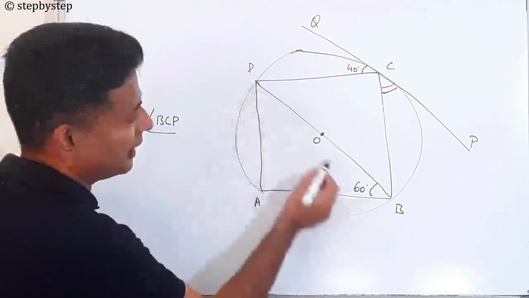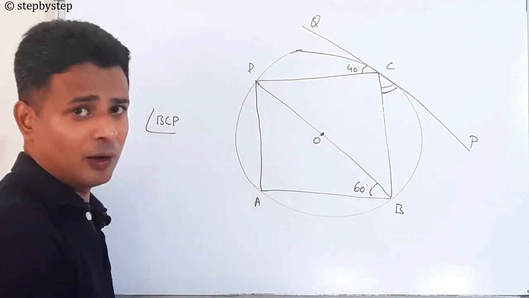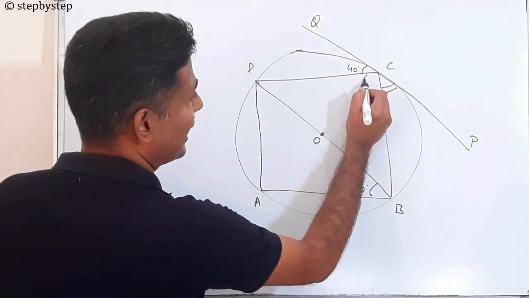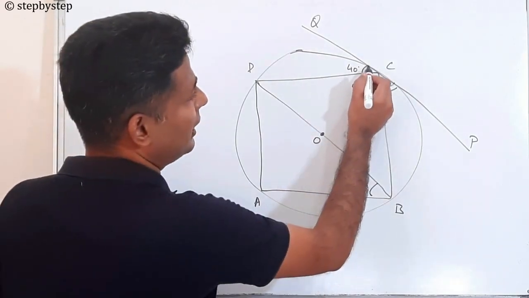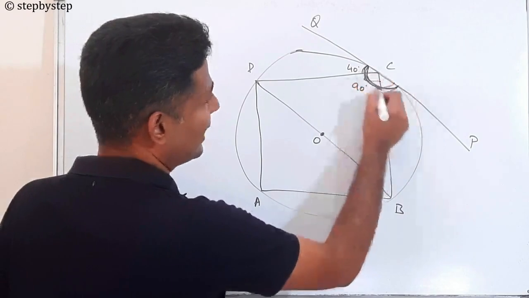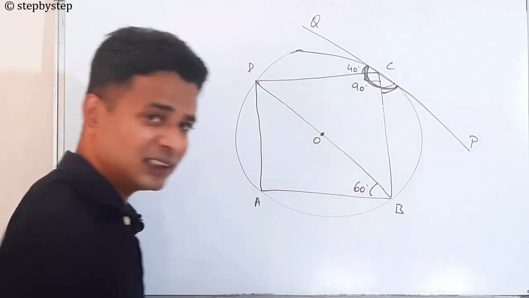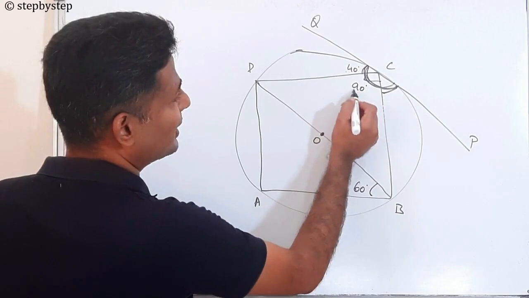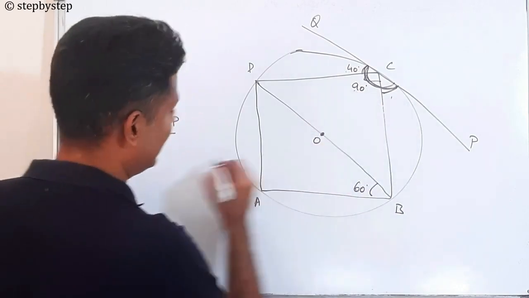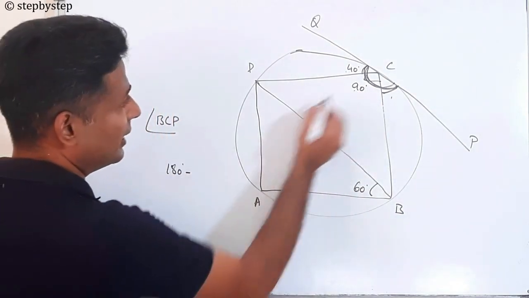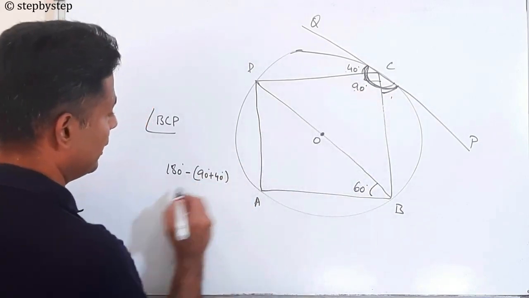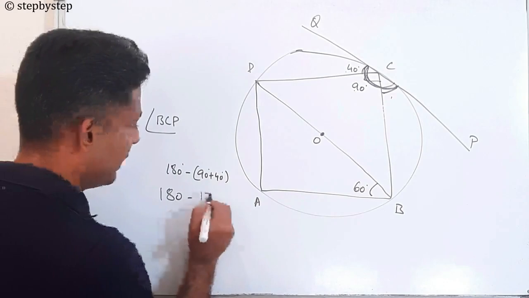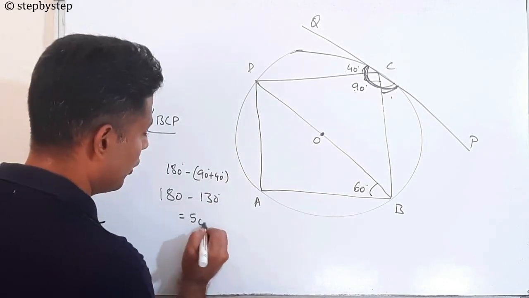If you notice, this is the diameter because it's passing through center O, which means this angle will be 90 degrees. Now see, this whole angle is 180. Why? Because it's a tangent, which is a straight line. We already have this and this. We need to find this. How will you find this? 180 minus these two angles. So 90 plus 40 degrees. So we get 180 minus 130 degrees, which is equal to 50 degrees.